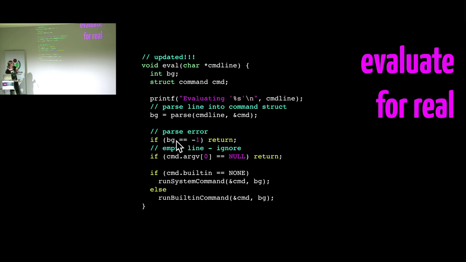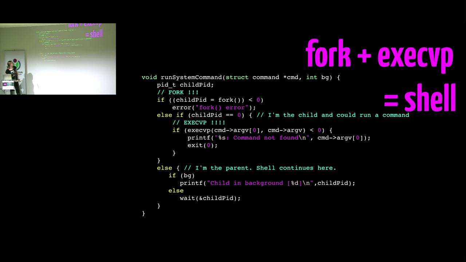So we get our running in background, or we get a parse error if it's minus one. And then we have to ignore empty commands. And then we have to make a decision based on whether it's built-in. We have to run a system command, or we have to run the built-in command. And we are passing whether it's in the background here. And that's all. So let's look at this function, run system command, now. So this is the most interesting function of this talk.